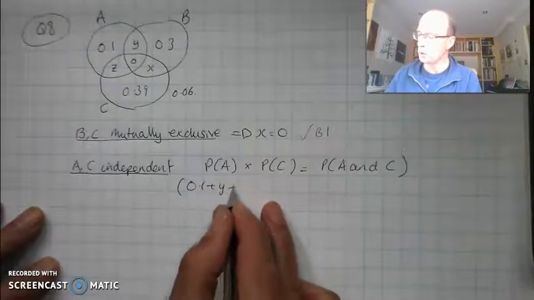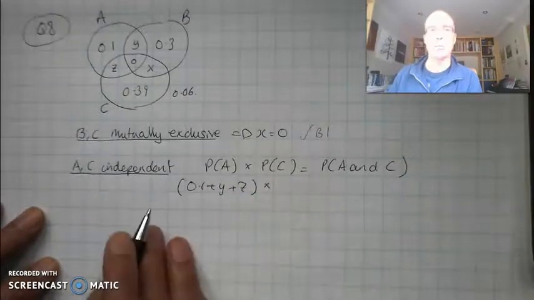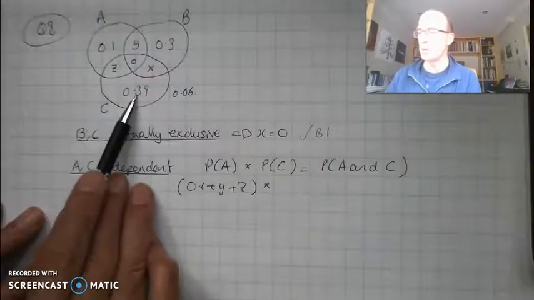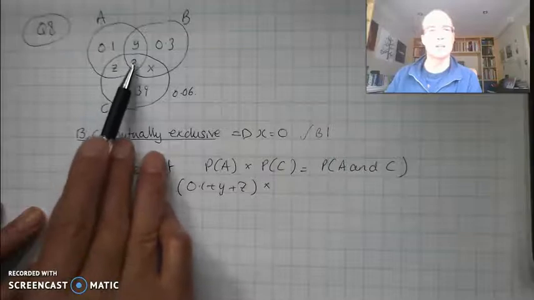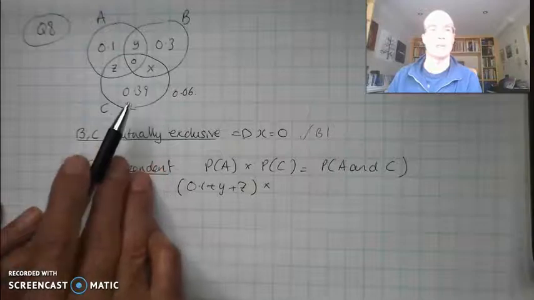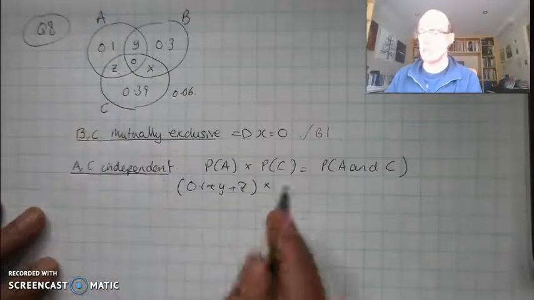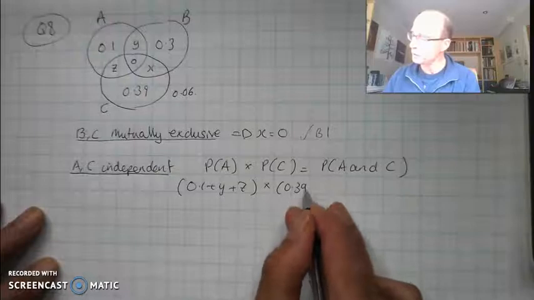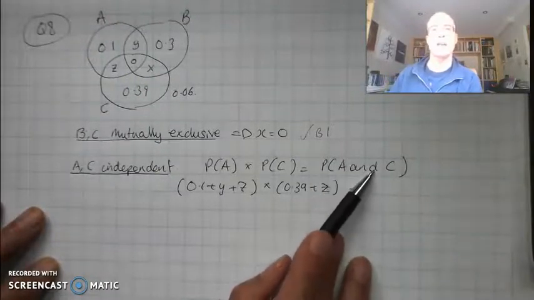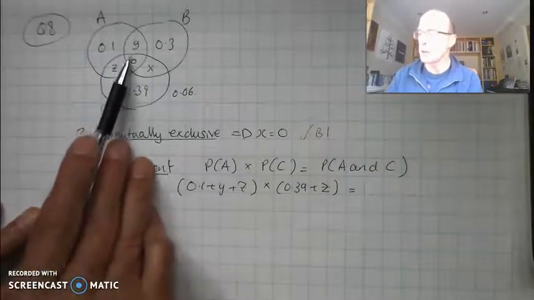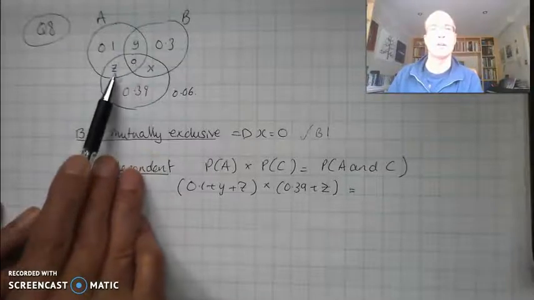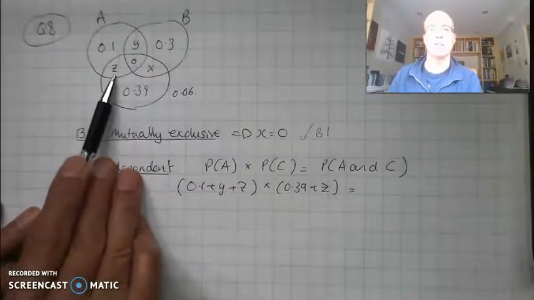0.1 plus Y plus Z. And I'm going to multiply that by the probability that C occurs. Probability that C occurs is my 0.39 plus my Z plus 0 plus my X, which, well, I know that's 0 as well, so I'm not going to bother writing that down. So 0.39 plus Z. And that's going to be equal to the probability that A and C occur at the same time. Well, that's my intersection between A and C. I know that three-way split is 0, so this is going to be my probability Z.